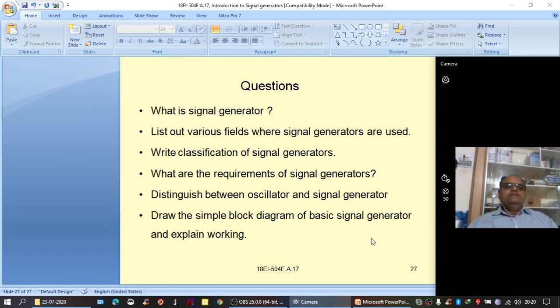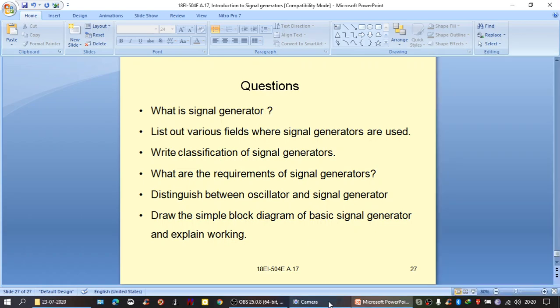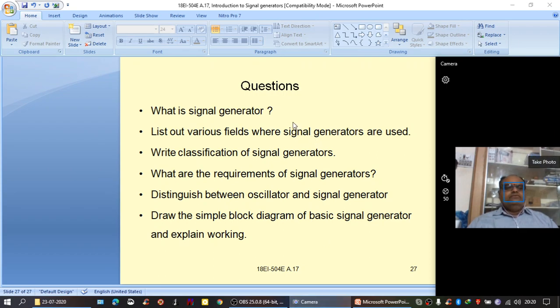Now, let us see the questions. What is a signal generator? Signal generator is the source of AC signal producing different shapes of signals with different known frequencies. Various fields where signal generators are used: process industries, communication applications, pharmaceutical applications, automation applications, go on naming.